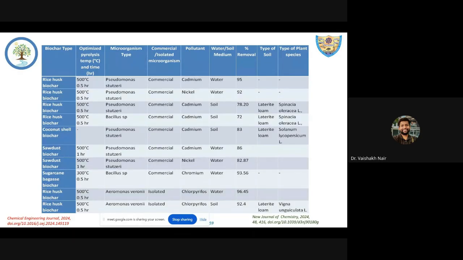That is what you see at the end, the Aeromonas veronii. It is a bacteria which was isolated from pesticide contaminated soil, and the pesticide was chlorpyrifos. This is a well-known organophosphate pesticide. And we tested this for plant growth studies also.